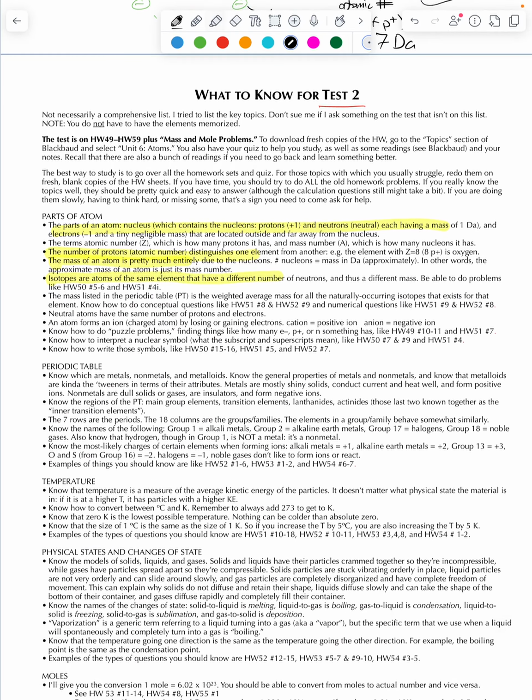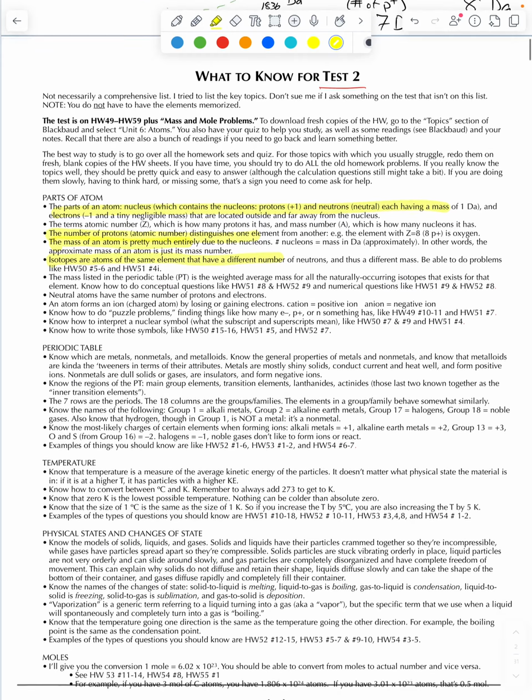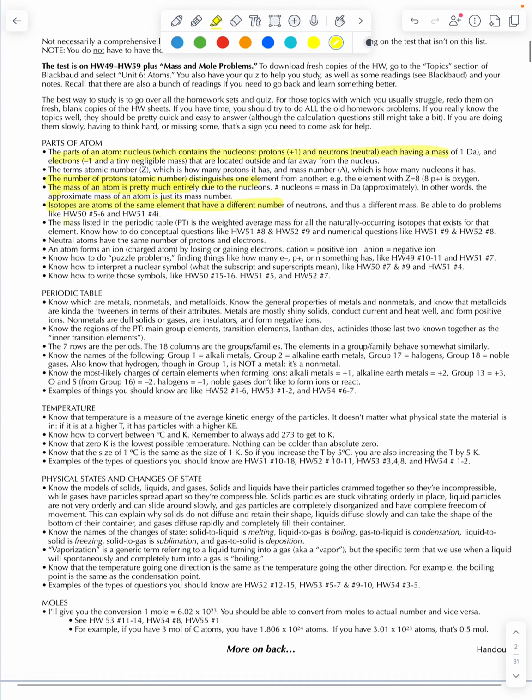Okay, next bullet. What I might do is, well, I'll just go over everything. The mass, I just went over that one. That's the weighted average. Neutral atoms have the same number of protons as electrons. I mentioned that. An atom forms an ion by losing or gaining electrons. So yeah, something that is going to form an ion isn't forming an ion because it's losing protons or gaining protons. It's the electrons that are being lost or gained.